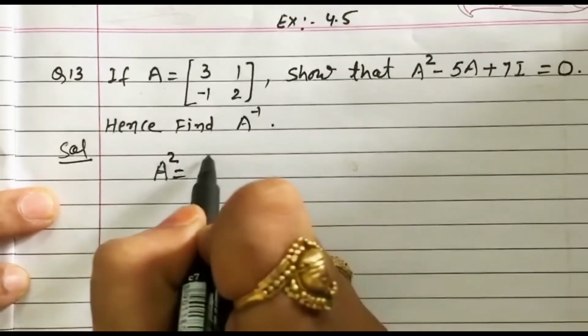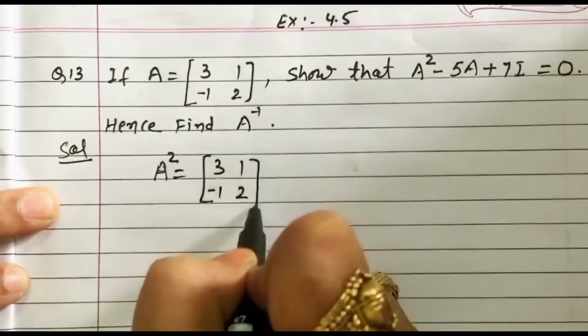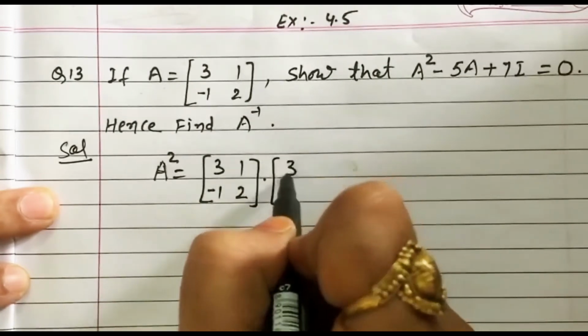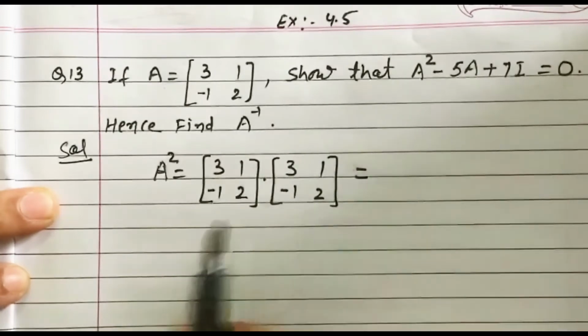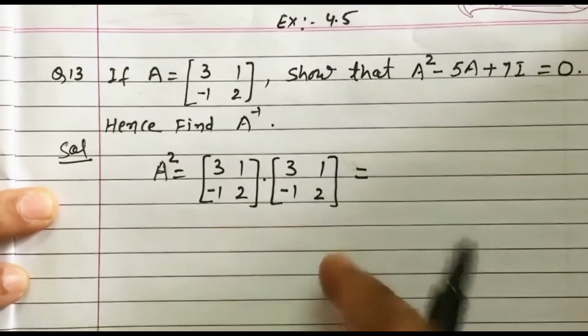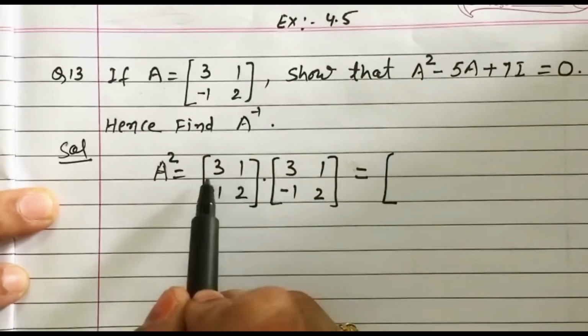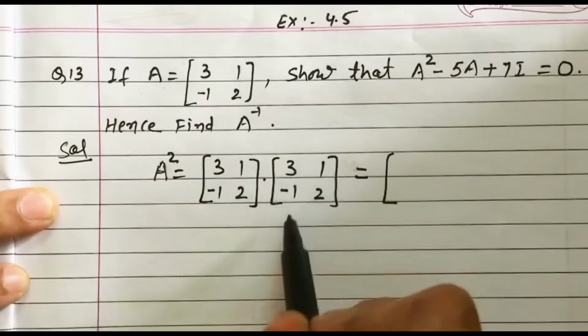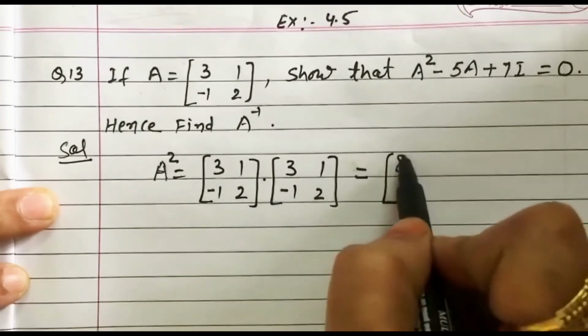So for A square, take 3, 1, minus 1, 2 and again multiply with the same 3, 1, minus 1 and 2. It is A into A. Now apply the multiplication rule. First row multiplies with first column. 3 3s are 9, 1 into minus 1 is minus 1, so you will get 8.